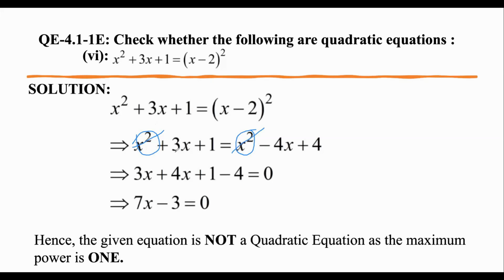So we have written 3x, and we have taken all the x terms. When we move the right hand side term to the left hand side, the sign will be changed, right?